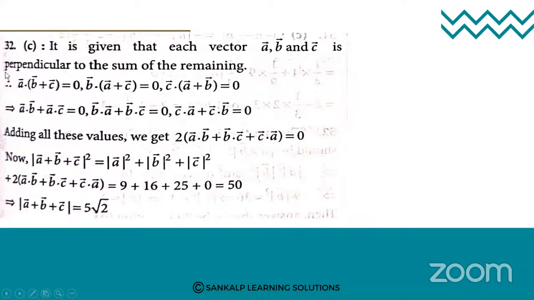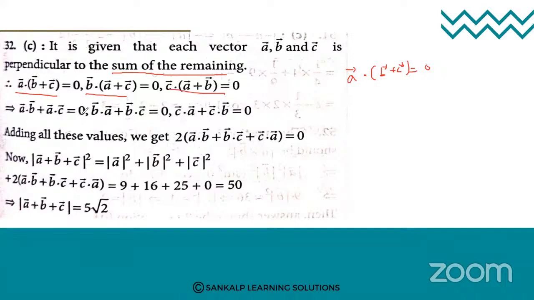So see, we will use these conditions. First, it is given that each of vectors a, b and c is perpendicular to the sum of the remaining. So we know that when we consider two perpendicular vectors, their dot product will be equal to 0. So first we consider a dot (b plus c), because as per the condition, a is perpendicular to the sum of the remaining vectors. If I consider vector a, then the other two vectors are b plus c, and their dot product will be equal to 0. This is the first condition we are getting. Then the second condition and the third condition.